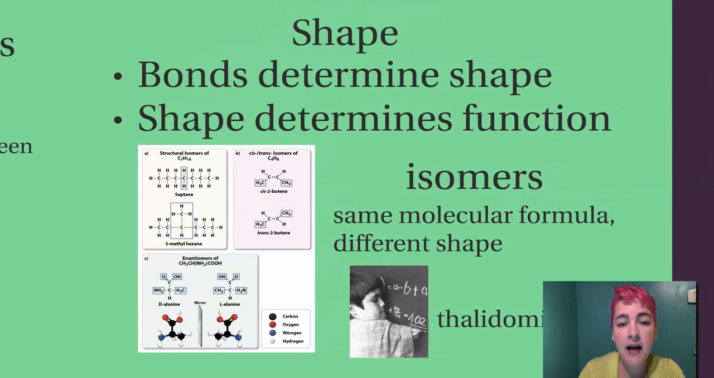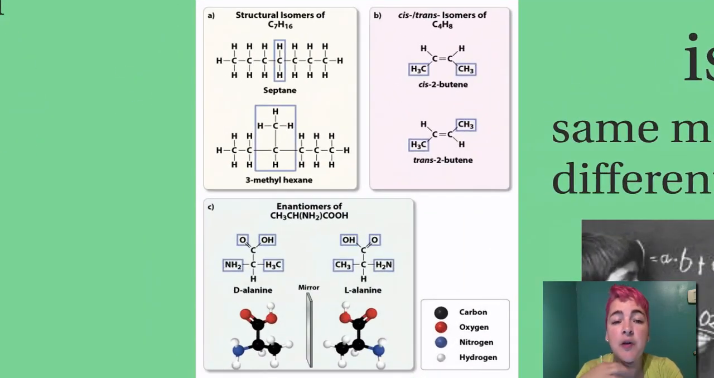There are a couple different types of isomers. We have structural isomers, which are what I was just talking about, where it has the same molecular formula, but the way that the molecule comes together is a little bit different.